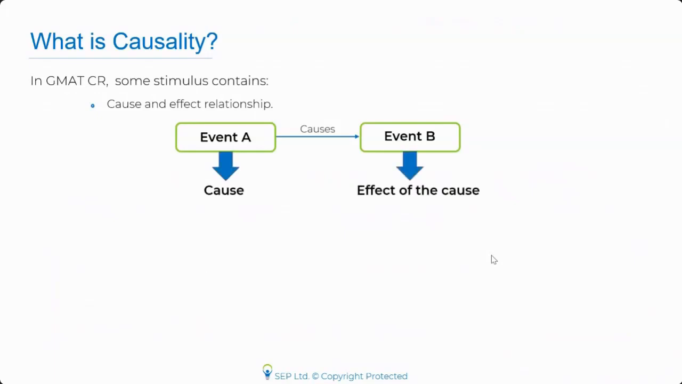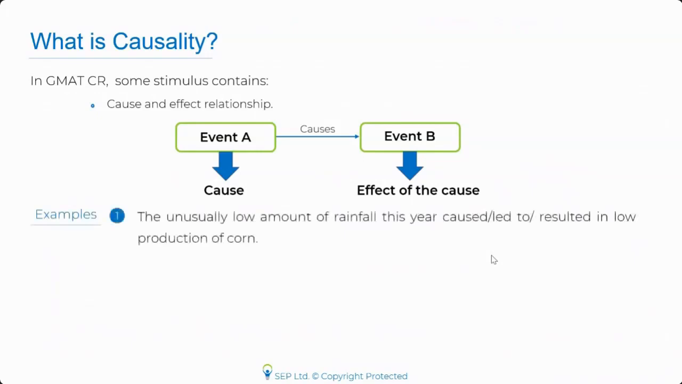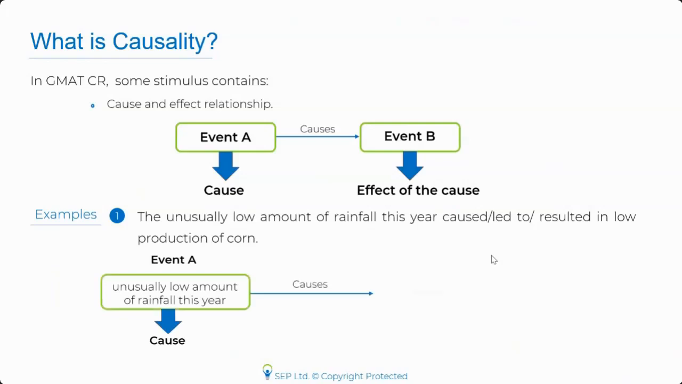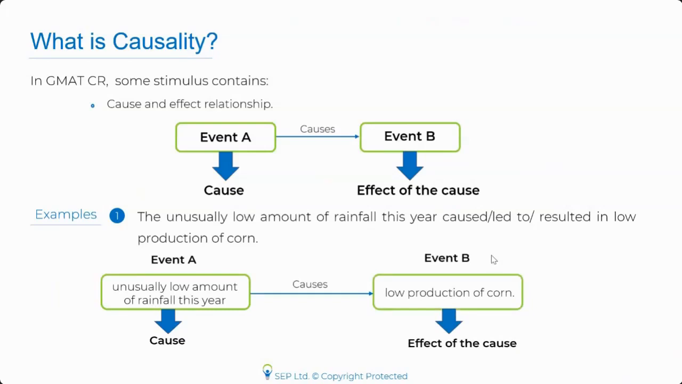Let's say, for example, in the conclusion, you have a statement like this. The unusually low amount of rainfall this year caused or led to or resulted in low production of corn. Here, event A is the cause, that is unusually low amount of rainfall this year. And it has caused low production of corn, that is event B. This kind of cause and effect relationship in the conclusion makes an argument a causal argument. Once again, I'll repeat, only when you have a cause and effect relationship in the conclusion, you can call it a causal argument.